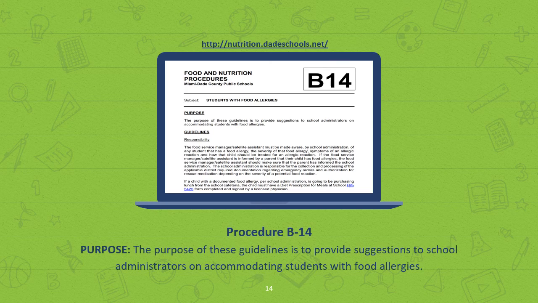Purpose. The purpose of these guidelines is to provide suggestions to school administrators on accommodating students with food allergies, which is implemented at a district level. The procedure can be found on the following webpage: nutrition.dateschools.net, under the Policies and Procedures tab.